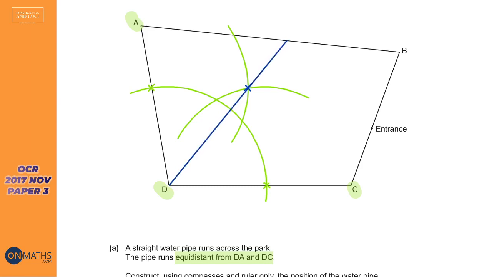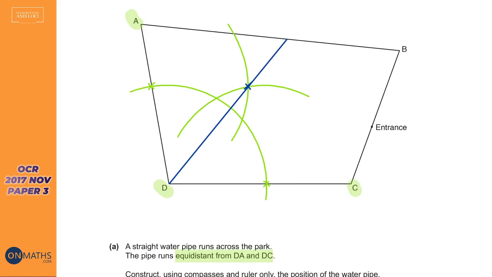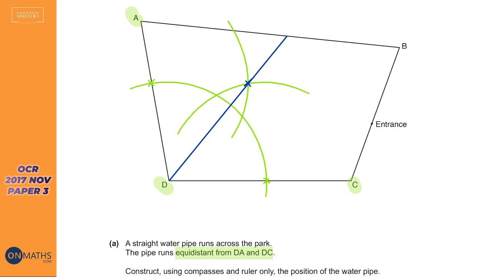Now we're only interested, I think, in where it runs across the park, so we can stop where the park finishes. Okay, now those green construction lines are what gives you the marks, so don't rub them out. You need to leave them on.